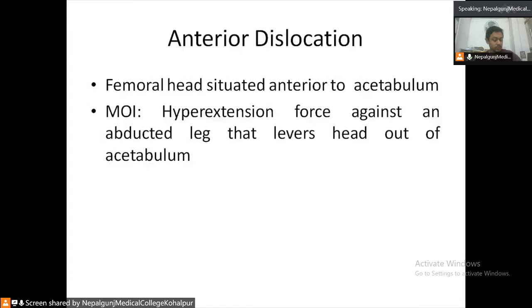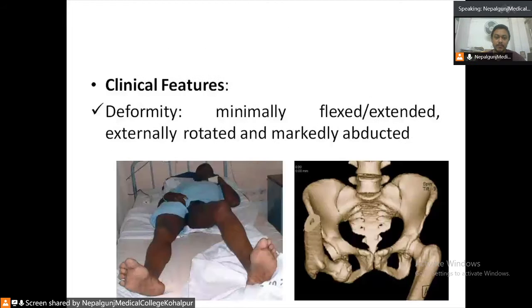So coming to the anterior dislocation, the femoral head is situated anterior to the acetabulum. The mode of injury in this anterior dislocation is usually a hyperextension force against an abducted leg. The leg is abducted, and the hyperextension force acts over there and levers the head out of the acetabulum anteriorly.